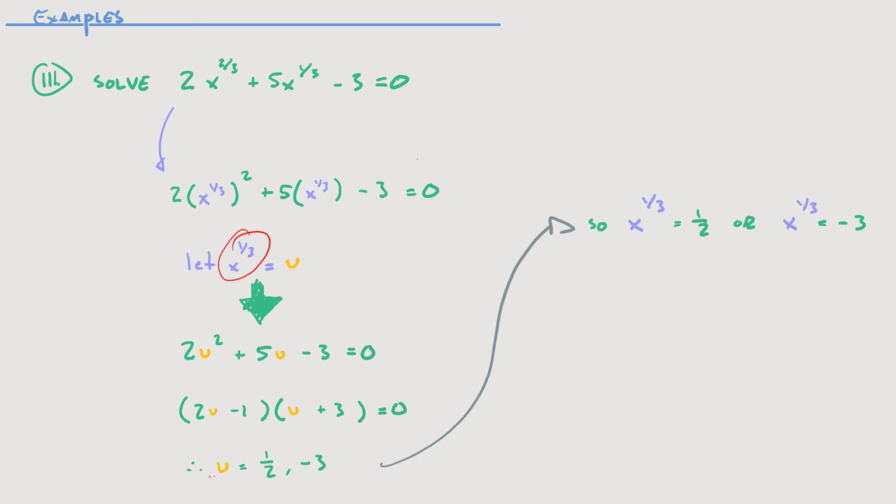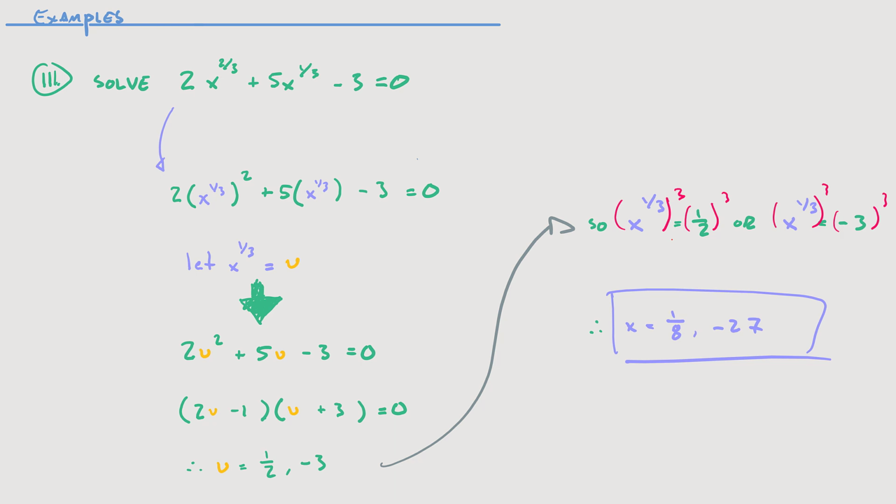So I'm going to now unsubstitute U and put back in what it was. U represented x to the 1/3, so x to the 1/3 is 1/2 or x to the 1/3 is -3. To solve both of those, you raise both sides to the reciprocal of 1/3, which is 3, and so you get x is equal to 1/8 or -27, and we're done.